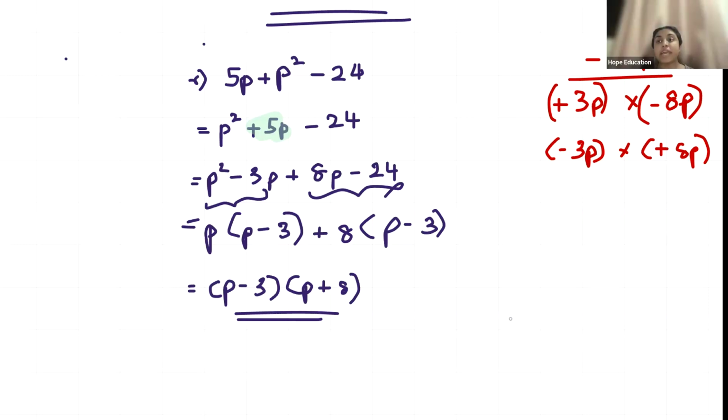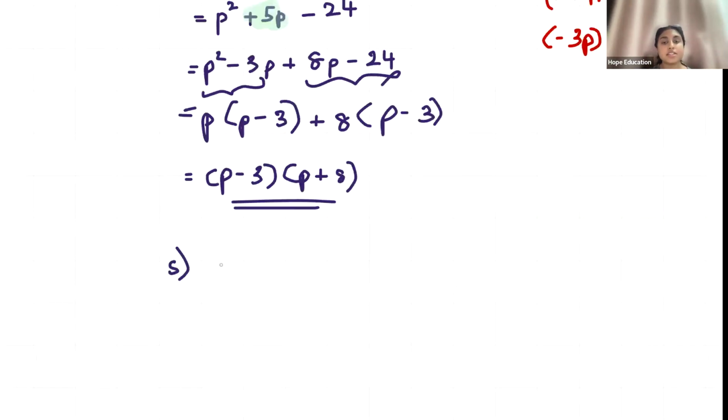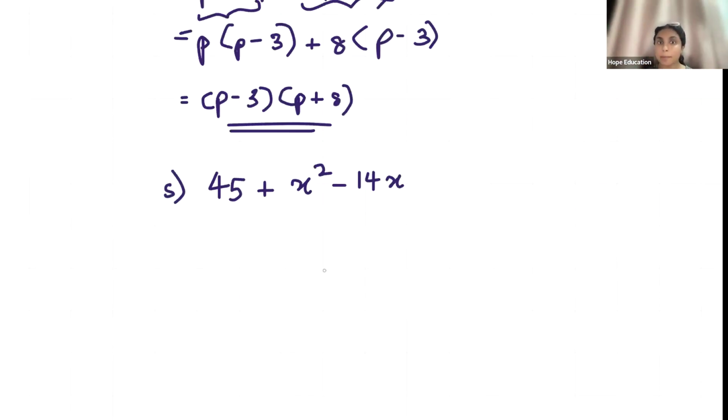Okay, Lama. Then let's move on to the next one. We have S. 45 plus x squared minus 14x. Again, this is not the same format that we have learned, so I'm going to rearrange this a bit. X squared I'm going to bring to the front. We have x squared minus 14x plus 45.